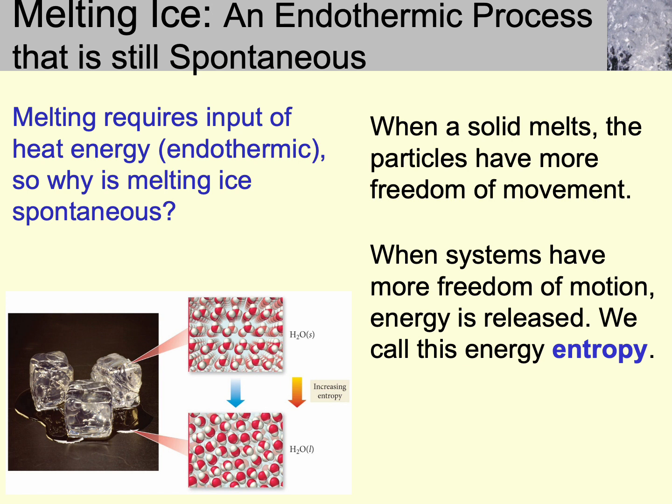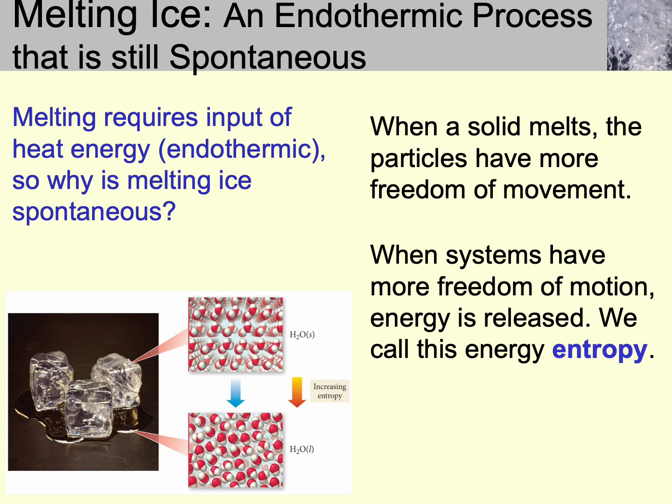So melting ice still requires input of heat energy, endothermic. So why is melting ice spontaneous? Well, ice will melt spontaneously as long as the temperature is above 0 degrees Celsius. But remember, melting is endothermic, so it has a positive delta H, which is unfavorable, but a favorable entropy is more important than an unfavorable enthalpy.